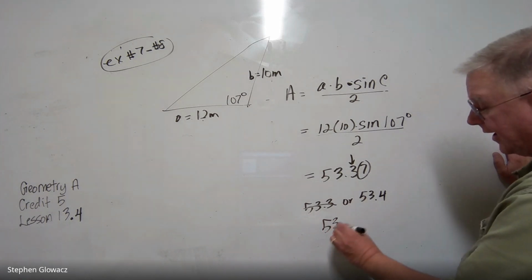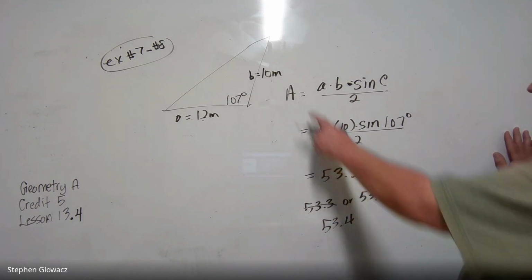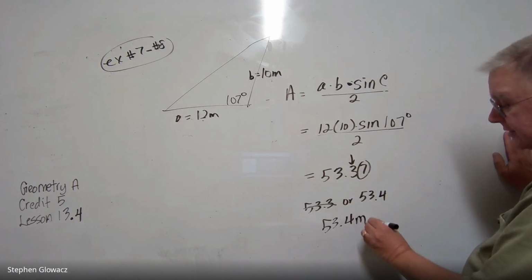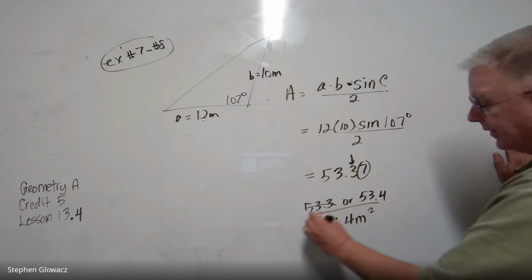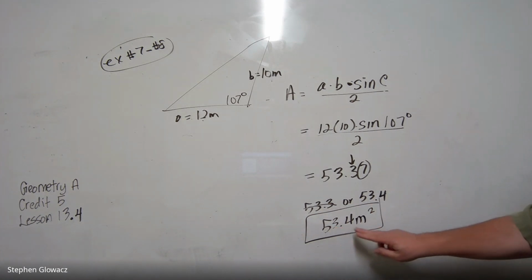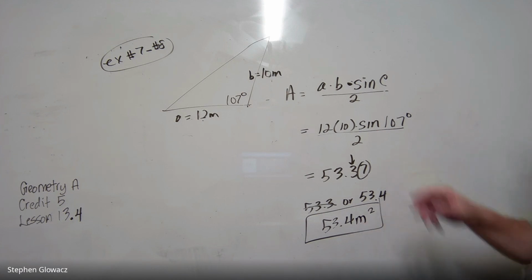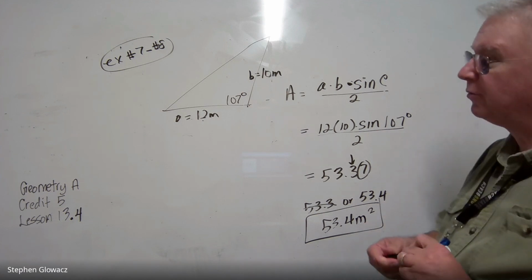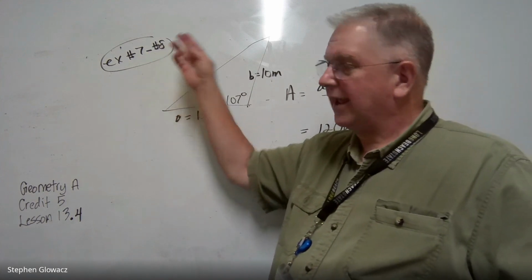53.4. Now, this is area, so we have a unit. It's M for meters. And remember, area is always in square units. So our answer is 53.4 square meters. And again, this example will help you with both problems 7 and 8.